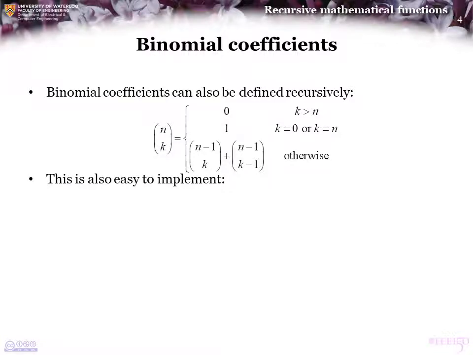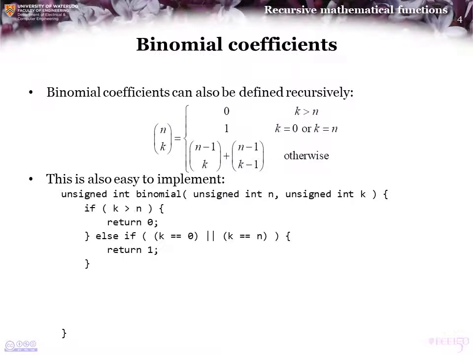So let's begin. Here is our function definition. Now, we have 2 base cases, and because all of our arguments are unsigned, we don't have to worry about the case when k is negative. So if k is greater than n, I just return 0. Else, if k is equal to 0 or k is equal to n, we have the other base case, in which case we return 1.